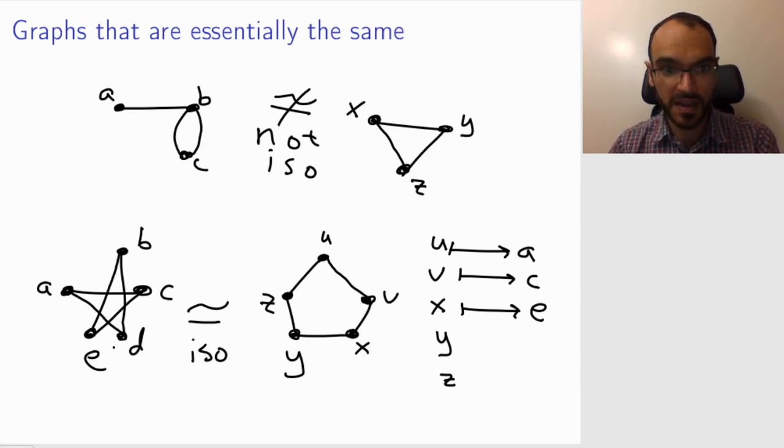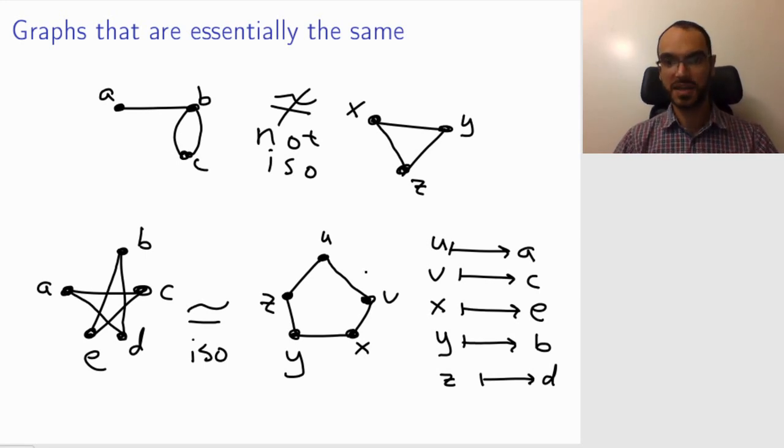Now, next is Y. From E I can go to B. And from Z I can go to D. And Z has an edge with U, and D has an edge with A. So I'm back, and you can check that, for example, between V and X, there is exactly one edge, as is the case between C and E, and so on. So how you draw the graph is an aesthetic thing. The only thing we care about when it comes to isomorphism is which vertices are connected, and in case of multigraphs, or in case of not simple graphs, by how many edges are they connected.